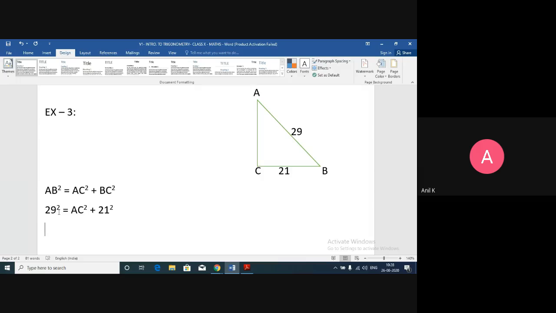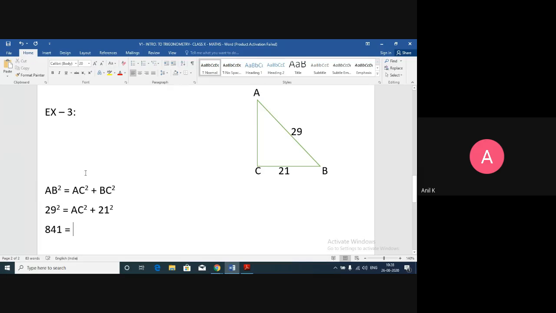841 is equal to AC square plus 21 square, which is 441. Let me copy this AC square; it is coming multiple times.